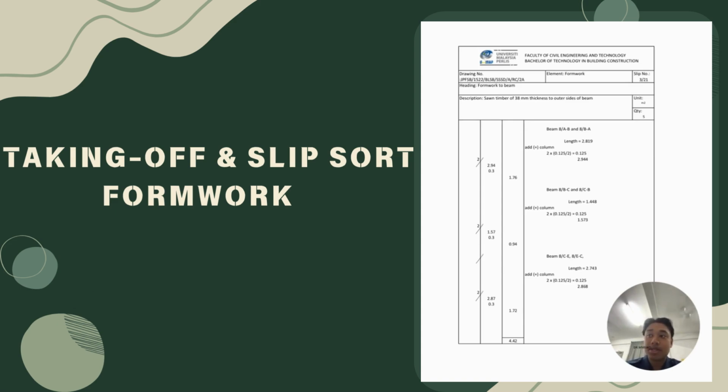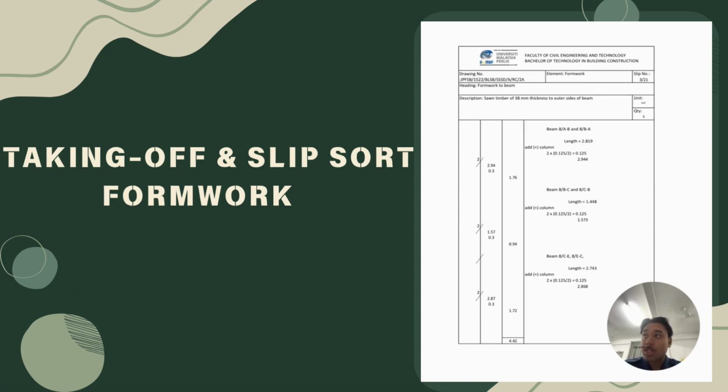For the last beam here, beam 8 slash C dash E and 8 slash E dash C, the length is 2.743. Then we need to add the column, which is 2 times 0.125 divided by 2. We will get 0.125. Then we total up, we will get 2.868. We round off to 2.87 times 2 times 0.3. Then we will get 1.72.